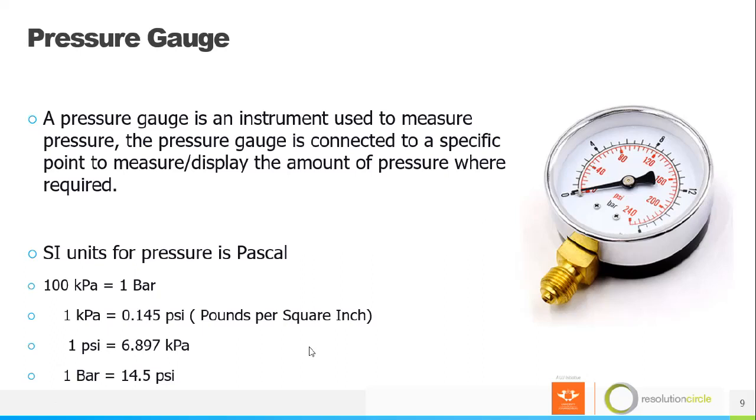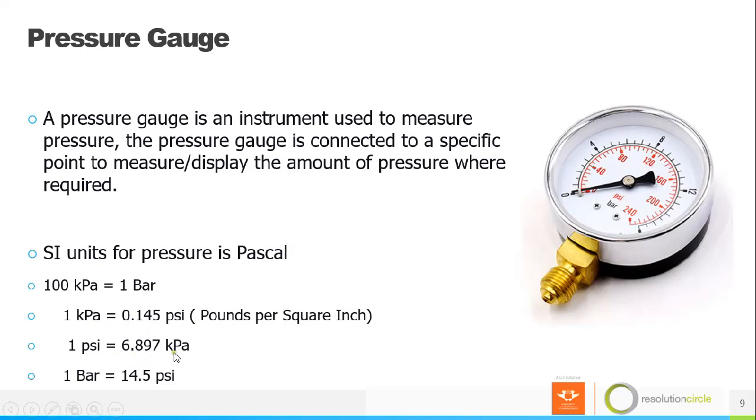Let me remind you of SI units of pressure. Pressure is measured in pascals. You will see other pressure gauges will have a reading of PSI. PSI stands for pounds per square inch. 100 kilopascals is equivalent to 1 bar. 1 kilopascal is equivalent to 0.145 psi.